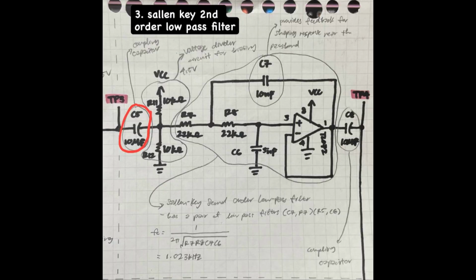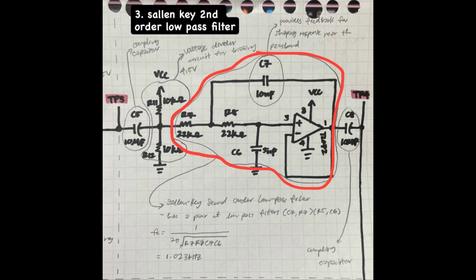For the third stage, the signal passes through C5 first, another coupling capacitor, which blocks off DC signal, only allowing AC signal to pass through. Once again, there is another voltage divider circuit which provides a DC offset voltage of 4.5 volts.